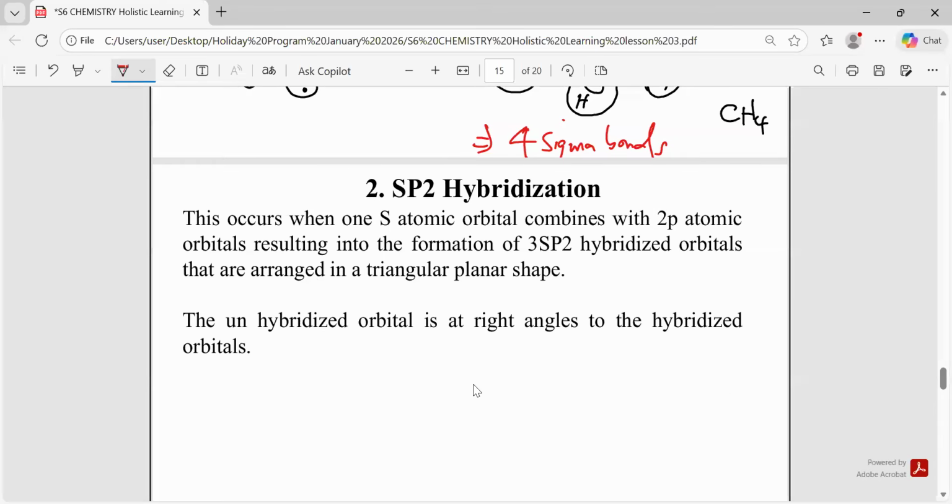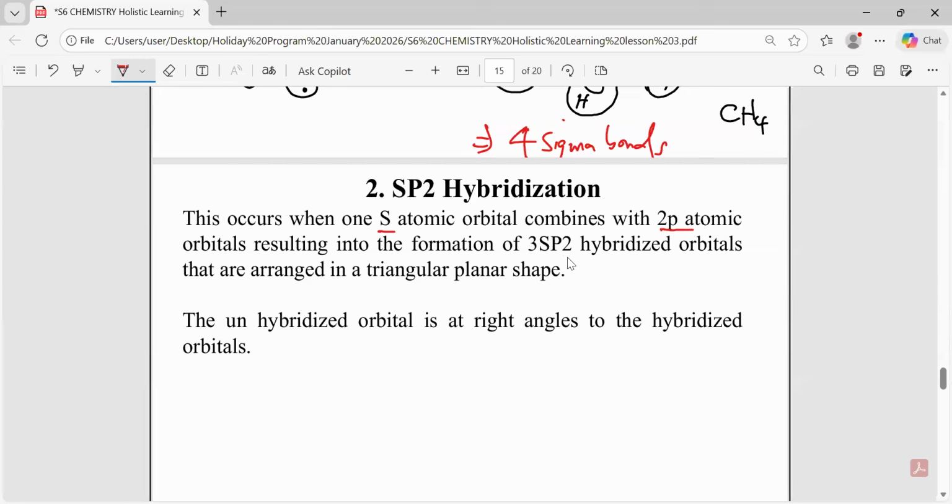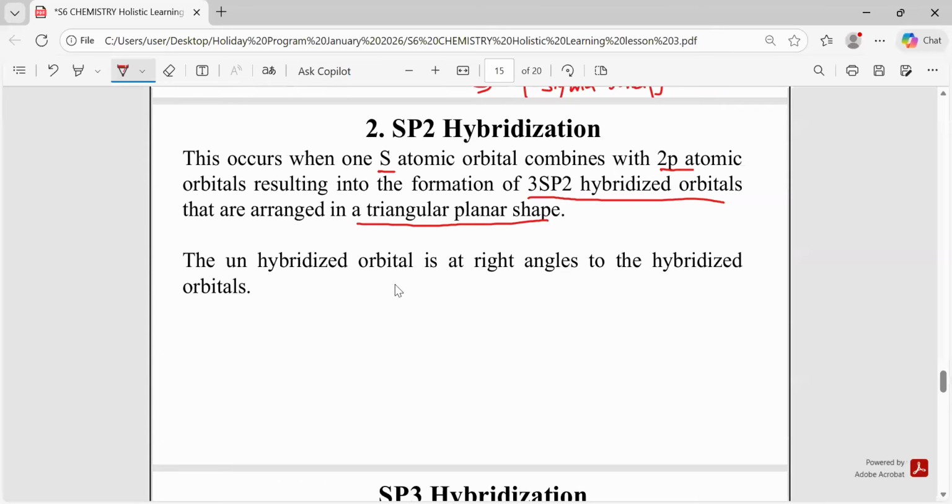Samsung, read for us. SP2 hybridization. This occurs when one s atomic orbital combines with two p atomic orbitals, resulting in the formation of three SP2 hybridized orbitals that are arranged in a triangular planar shape. The unhybridized orbital is at right angles to the hybridized orbitals.